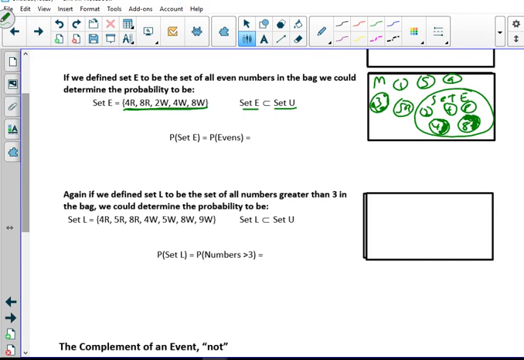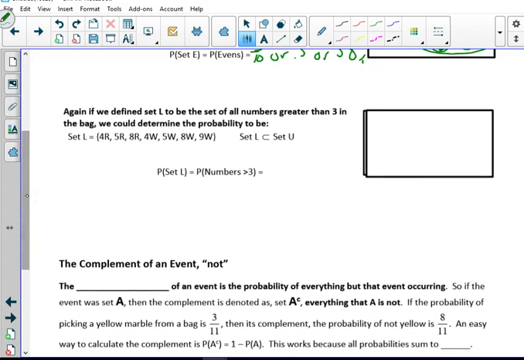Now, what are the chances of getting that? Well, how many are in set E? 5 out of 10, or 0.5, or 50%. So you have just as good of a chance of getting an even as an odd.